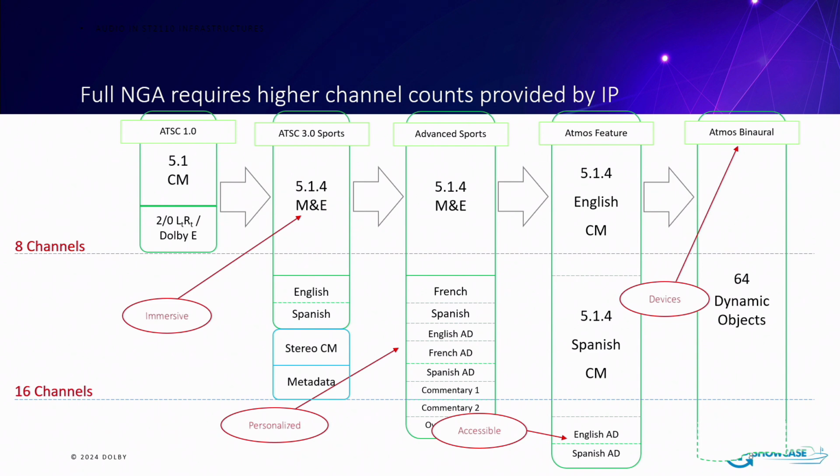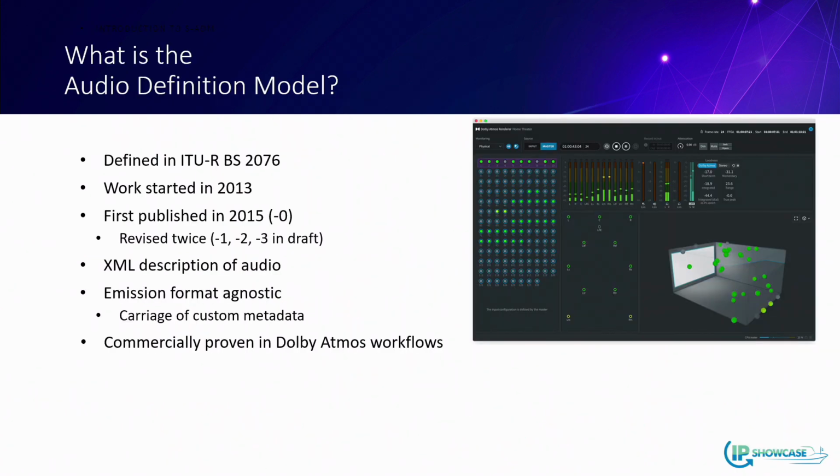So you can see how you burn through the 16 very quickly, and some organizations want to send more than one effects bed, maybe for rights reasons. And NBC have certainly cited that. So with that, with 5.1.4, you've blown through the 16 channels straight away. So really, with IP, we've solved the channel problem.